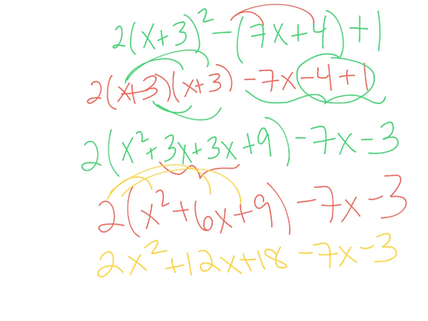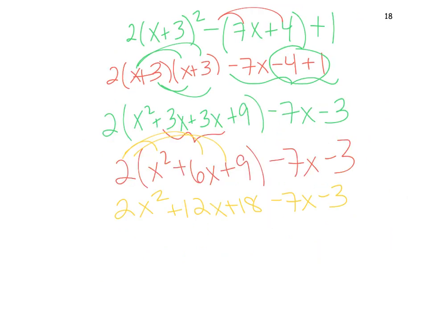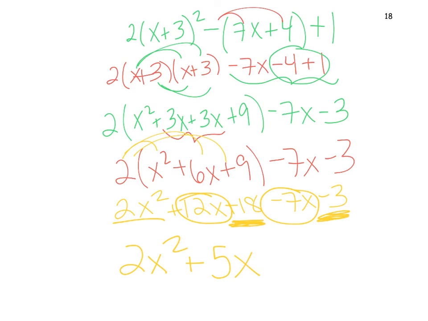All right, so let's just clean this up a bit. When I clean this up, I'll bring down that 2x squared. My positive 12x and my negative 7x results in a plus 5x. And I have positive 18 and negative 3. That will result in plus 15. This is your answer written in standard form. Again, question not on the review packet, but I'm just adding it in to help you guys out.